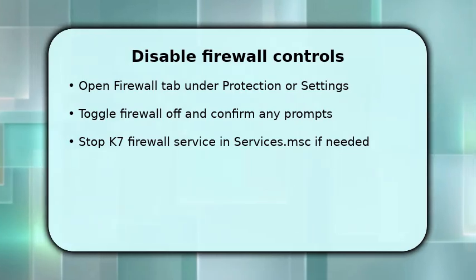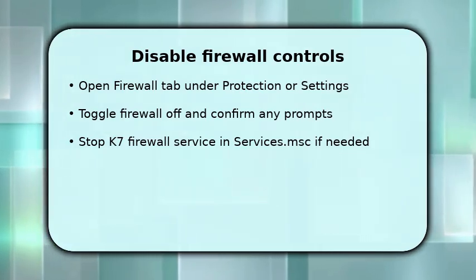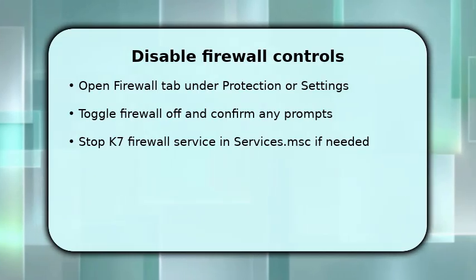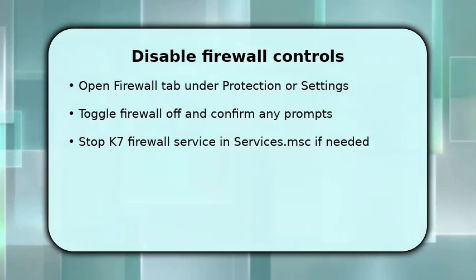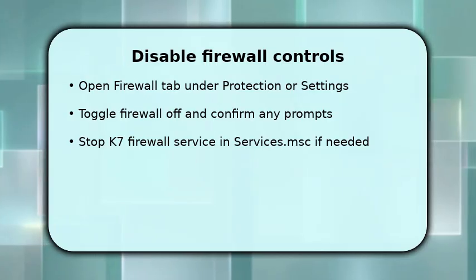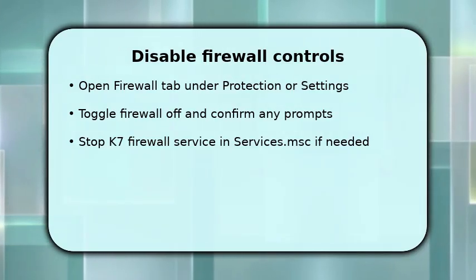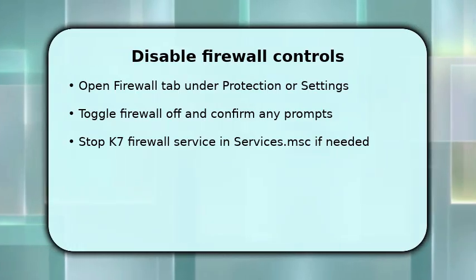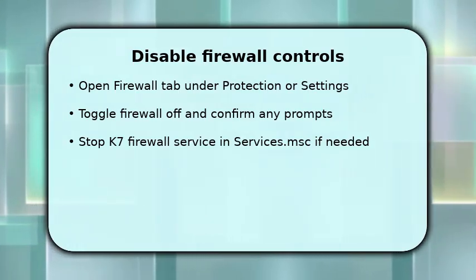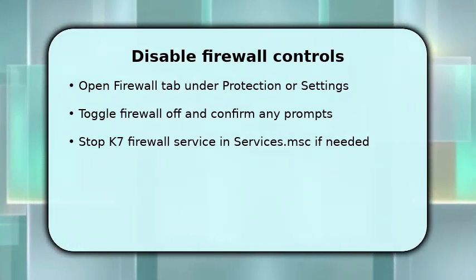If the toggle is grayed out, press Windows+R, run services.msc, find K7 Firewall Service or K7 Security Service, right-click and stop it. Make sure to also check running K7 processes in Task Manager and end them if they block changes. This forces the GUI to reflect the disabled state.